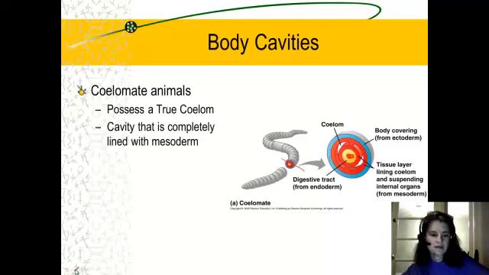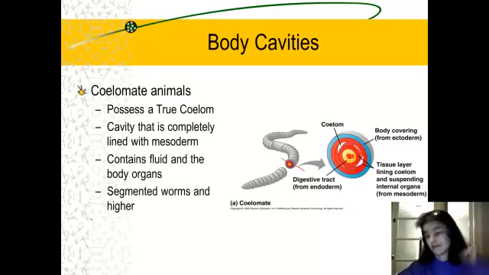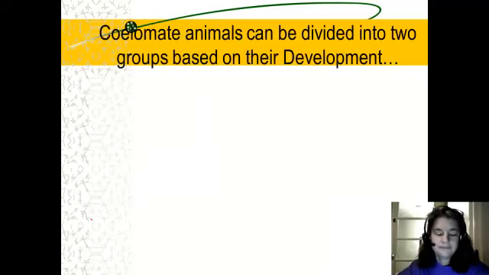Okay, so that's what we are talking about when we're talking about a true fluid-filled body cavity housing body organs. The earthworm is where we really do start to see some sophistication in organ structure and so on.